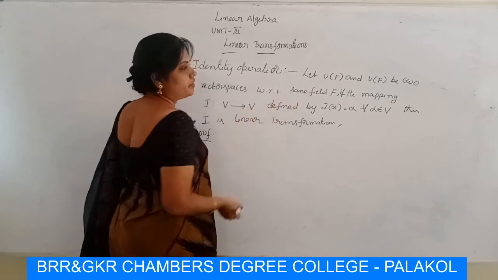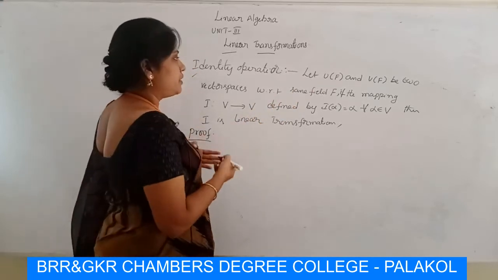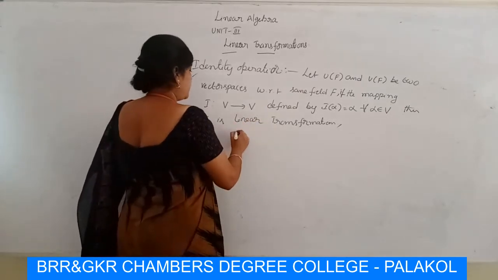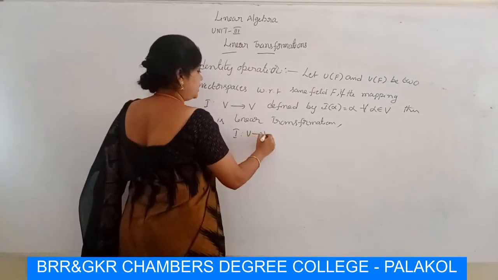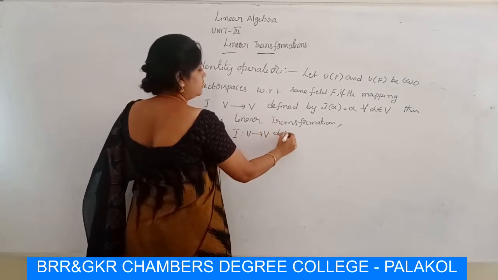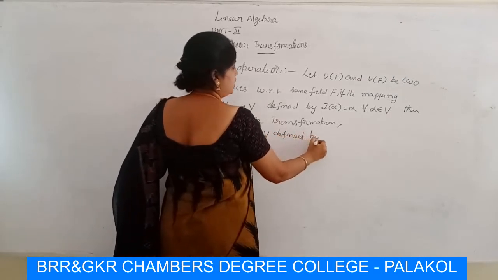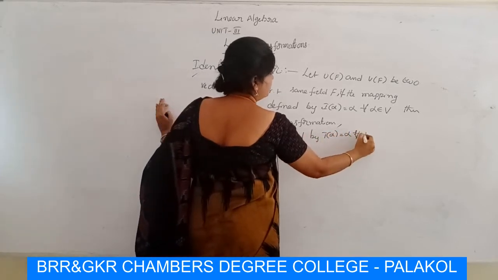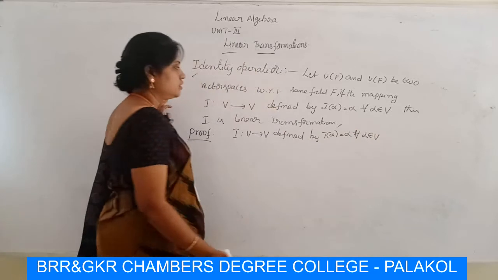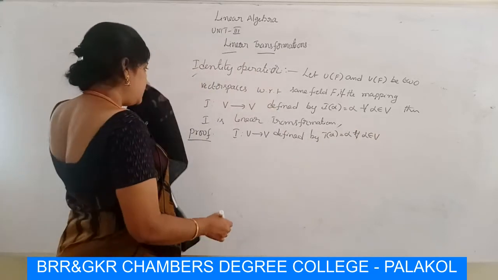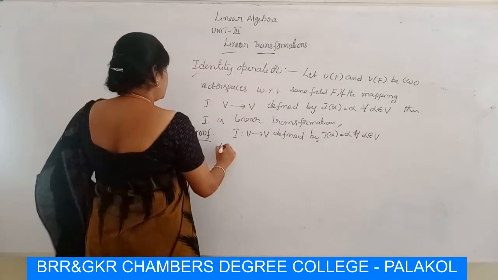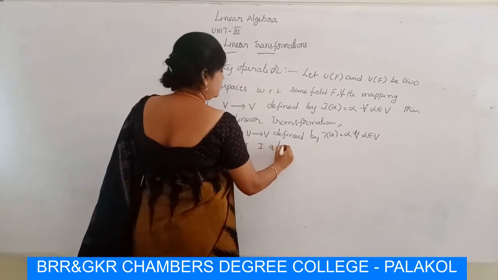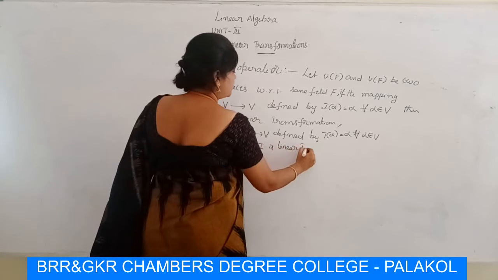Let U of F and V of F be two vector spaces over the same field F, and if the mapping I maps V to V is defined by I of alpha is equal to alpha for all alpha belongs to V, we prove that I is a linear transformation.